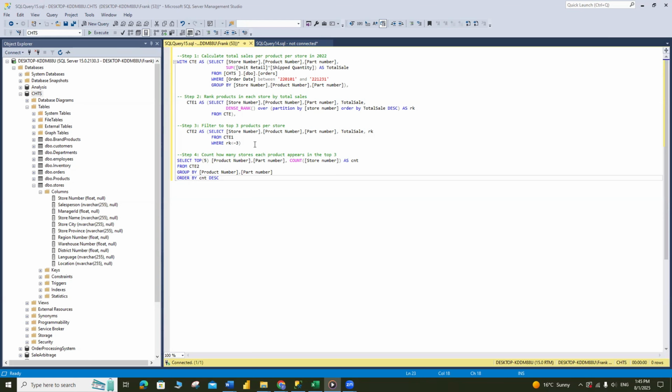Step 3. Filter to top 3 products per store. Here, we only keep the top 3 products per store based on their rank. This gives us a list of products that are popular in at least one store.